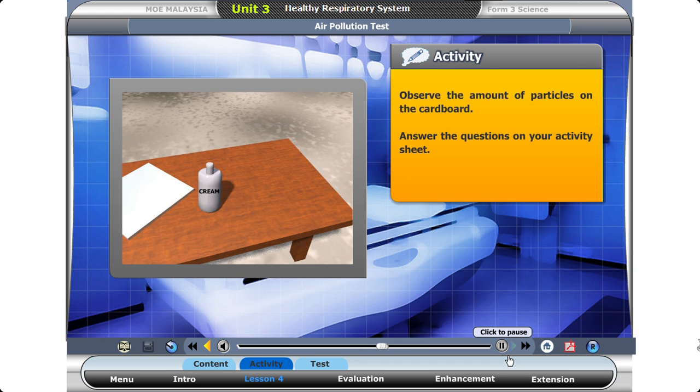The next day, observe the amount of particles that you can see on the cream that was spread on the pieces of cardboard. Based on your observation, list the substances that can harm your respiratory system. Write down the effects the pollutants may have on your respiratory system. If the cardboard was your lungs, how would you protect it? Fill in your answers in your activity sheet.